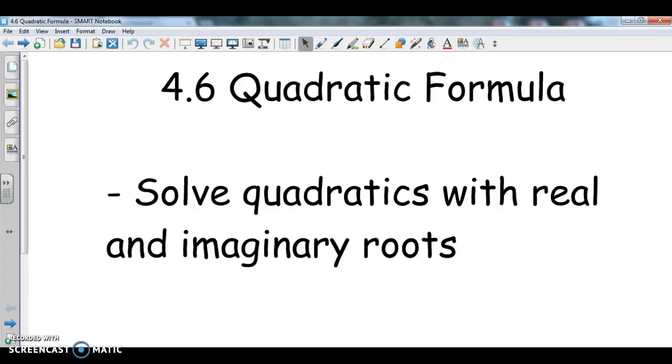Okay guys, so we're going to be doing the quadratic formula, which is 4.6, so you're going to want to write all this down with me. Okay, so 4.6 quadratic formula. If I'm ever going too fast, just have the sub pause the video.